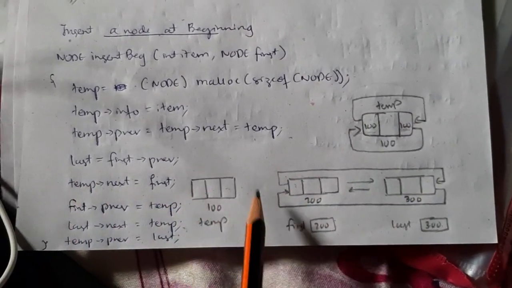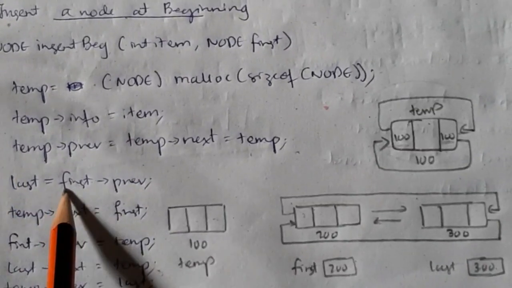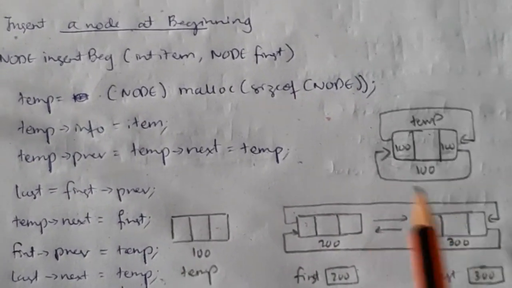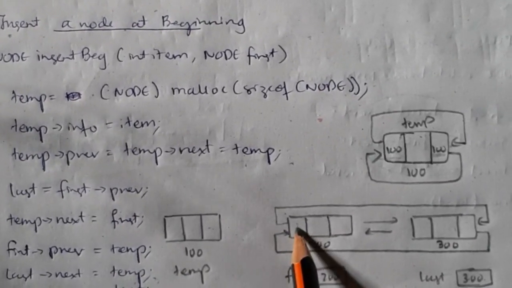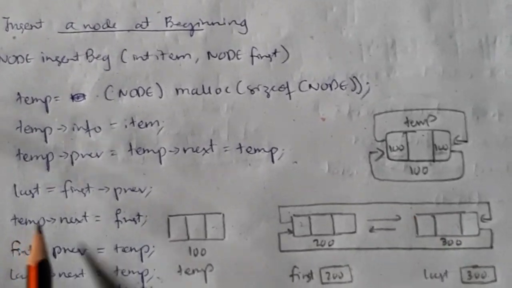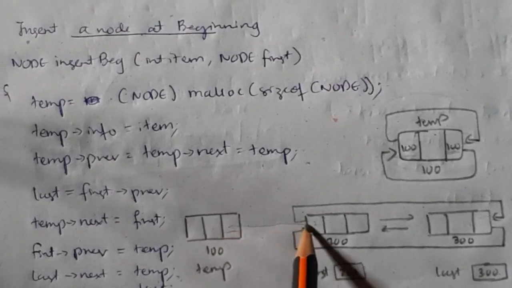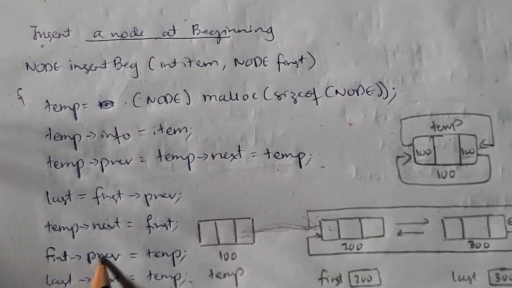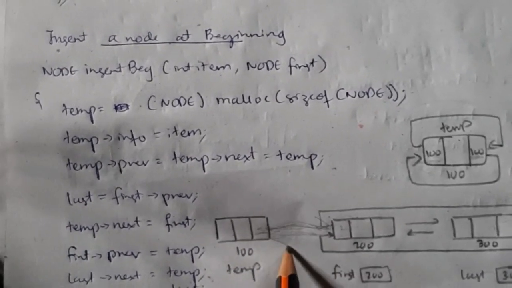have to happen here? See, first you will start from here. Last is equal to first arrow previous. Last is this one. Okay, last is this one. First arrow previous. What is first arrow previous? First arrow previous, this part is pointing to here, so last will be 300. Okay, then temp arrow next is equal to first, so temp arrow next is this should point to this, right? So it will form a connection here, and then first arrow previous is equal to temp, this is first arrow previous, that will point to temp, so this connection is made here.